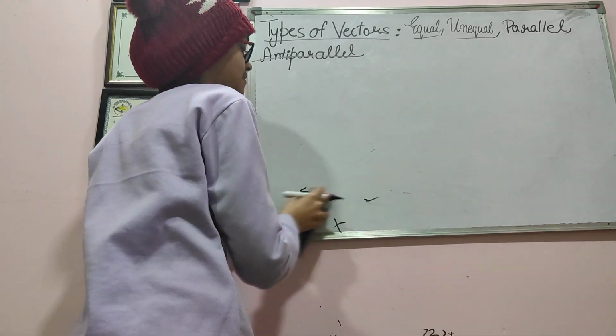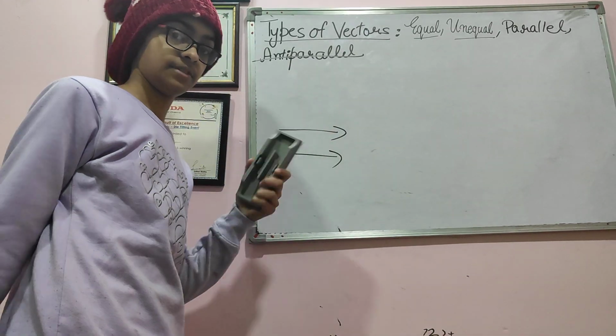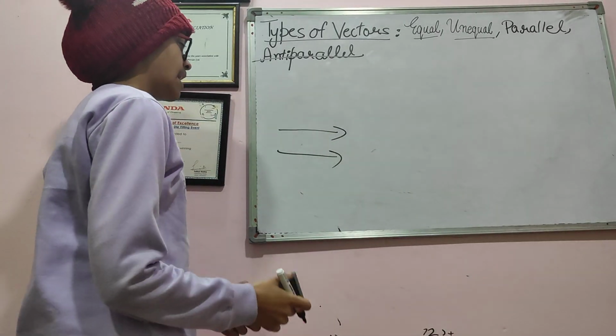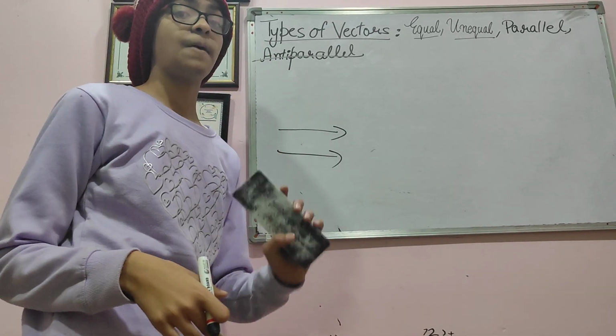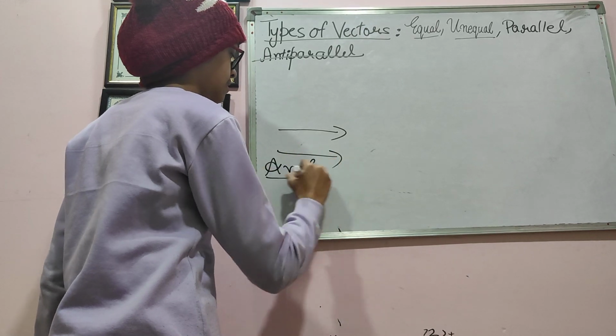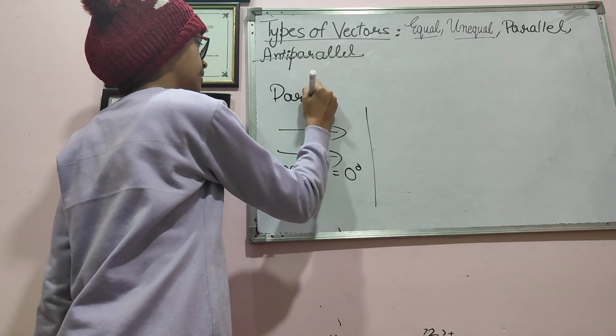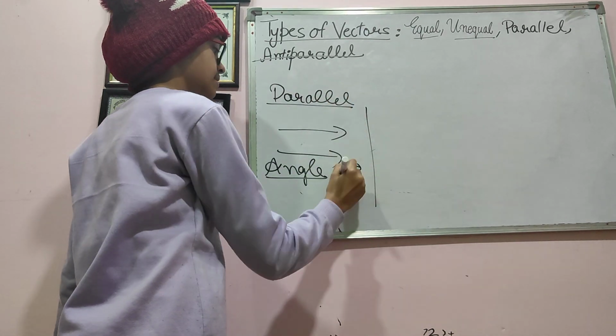Parallel vectors I have just given. Parallel vectors look like this, just a ray. And the angle between parallel vectors is 0 degrees. In parallel, the angle is 0 degrees.